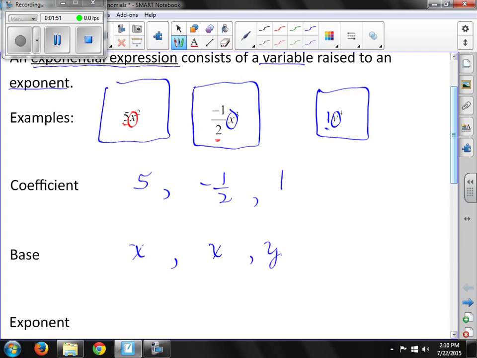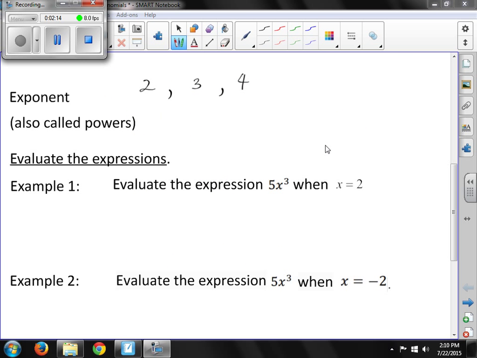And the exponent in the first expression, the exponent that rests on the base, would be 2. The exponent on the second expression, negative 1/2 x cubed, would be 3. And the exponent on the last one, y to the fourth, would be 4. Exponents are also called powers.